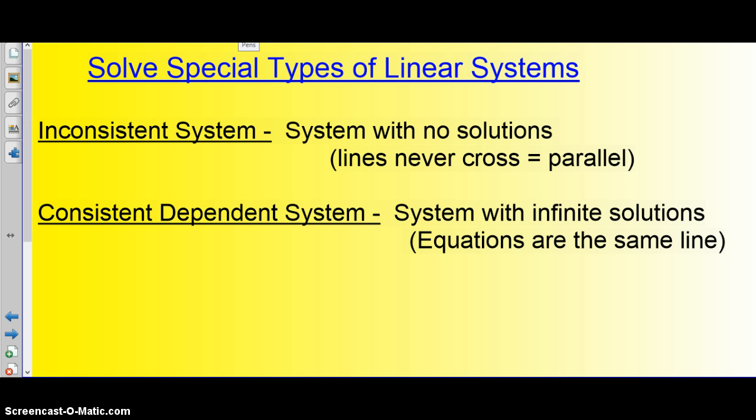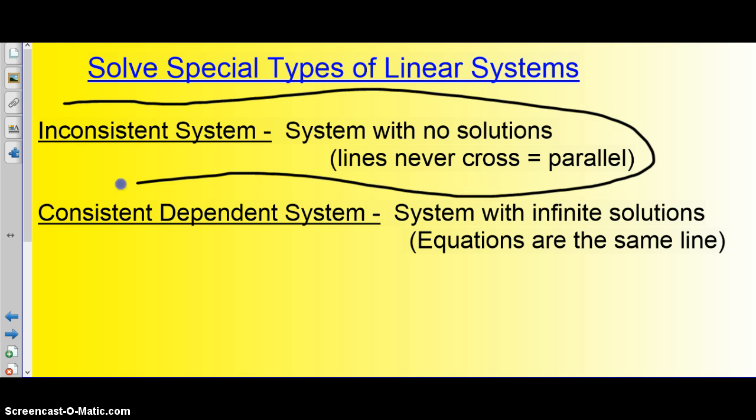As we're looking here, there are some definitions that you'll want to write down. An inconsistent system has no solutions. It's not consistent, no solutions. If you were to graph these, they would be lines that never cross. They have parallel lines on a graph.